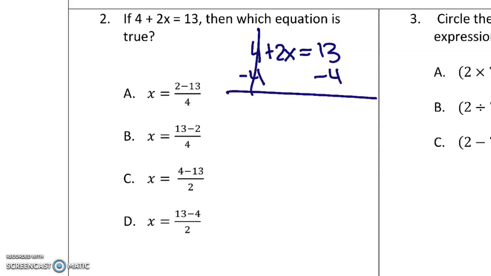So I've got 4 minus 4 goes away. I end up with 2x equals 13 minus 4, which is 9. Wink, wink, nudge, nudge. There is only one place that has a 13 minus 4 in the answer. We'll keep going, though, just in case you didn't see that part. What do I do now?